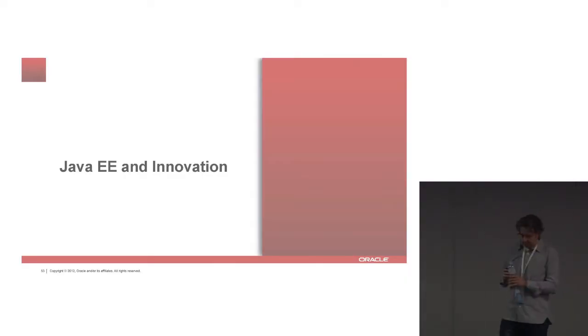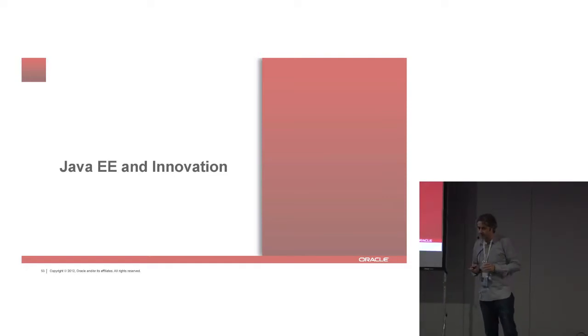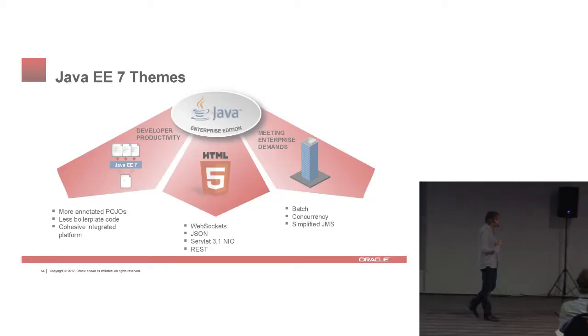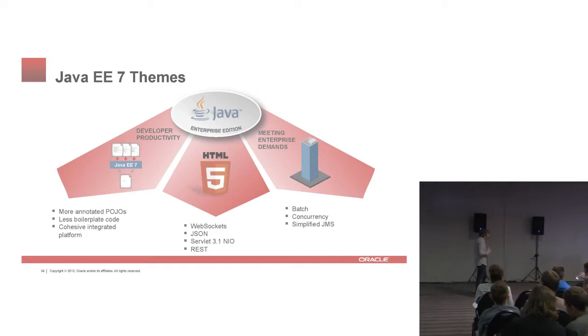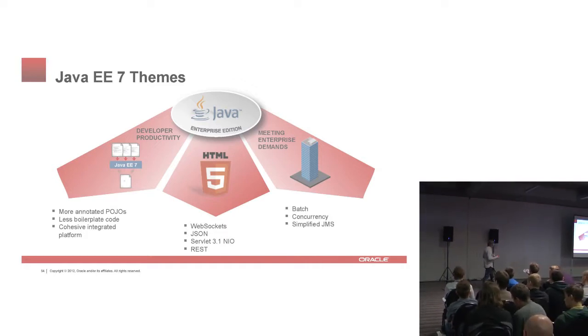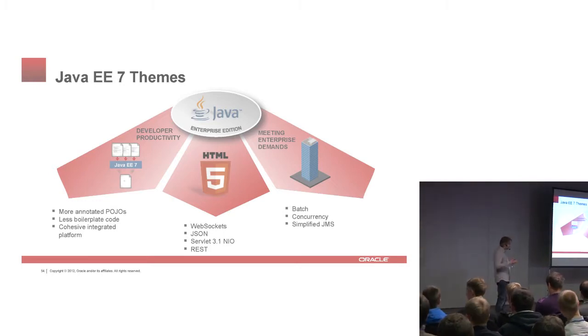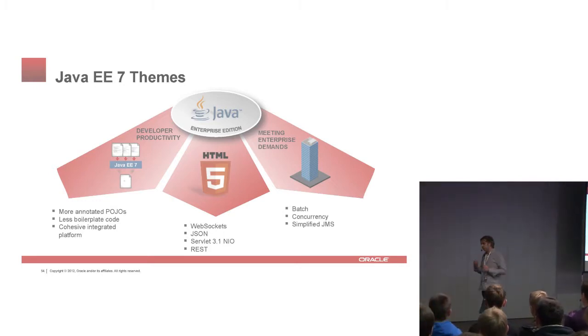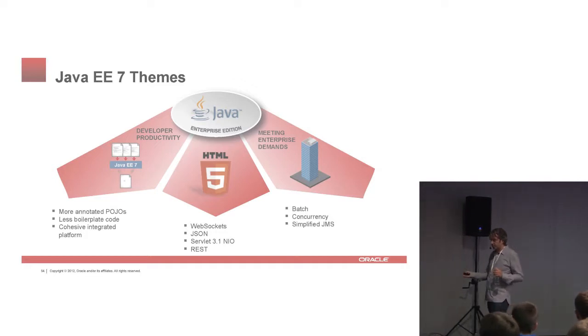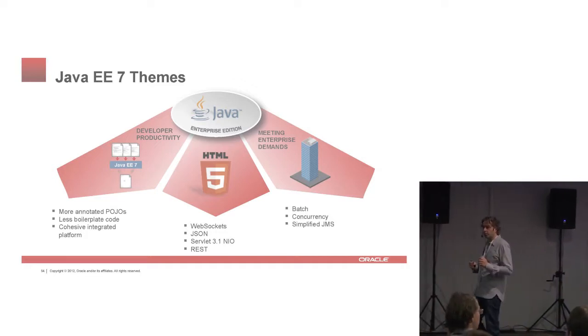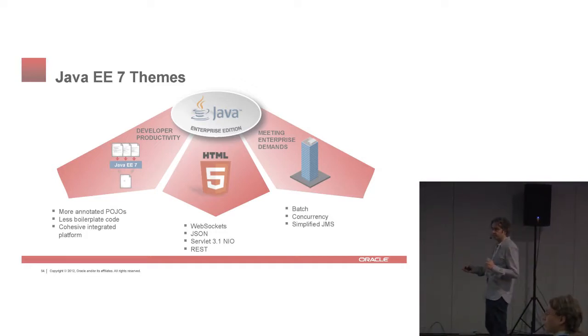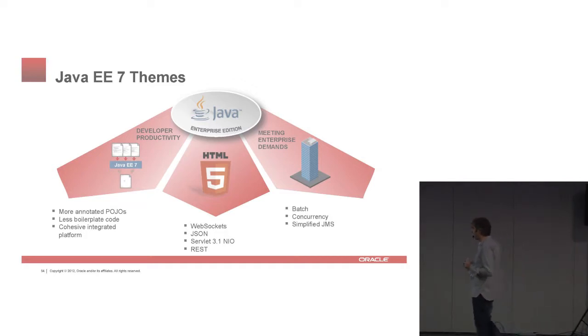So I want to spend my last 5 minutes on Java EE and innovations. So I've talked about Java EE. We have looked at what Java EE 7 is. So it's basically all specifications. We will have implementations. GlassFish is one of them. WildFly will be another one, and we expect the others, such as WebLogic and WebSphere, to follow.